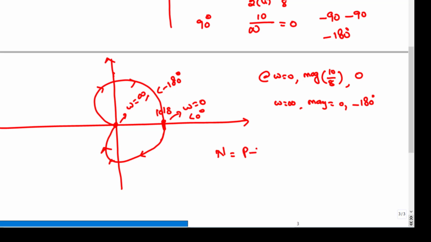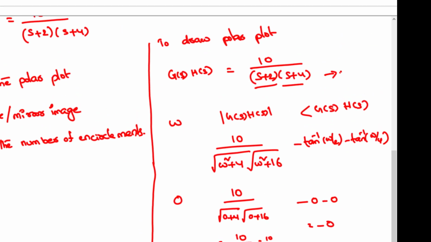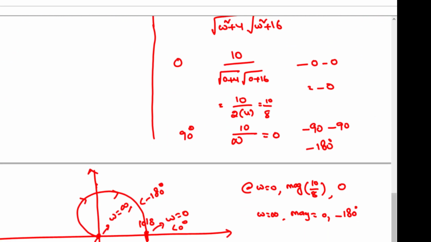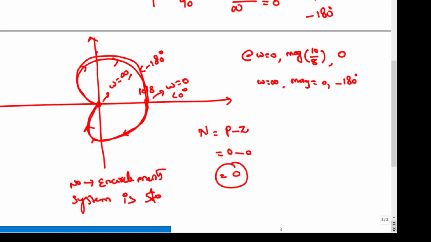Now the number of encirclements is N equal to P minus Z. How many open loop poles are there on the right hand side? Just see the above. It is 0, right? The number of open loop poles on the right is 0. So let us put N equal to 0, and Z is also 0. So when P is equal to 0 and Z is equal to 0, it is not actually encircling the origin. It is just touching the origin, going over the origin. So it is not encircling the origin. The number of encirclements is 0, so it means stable.